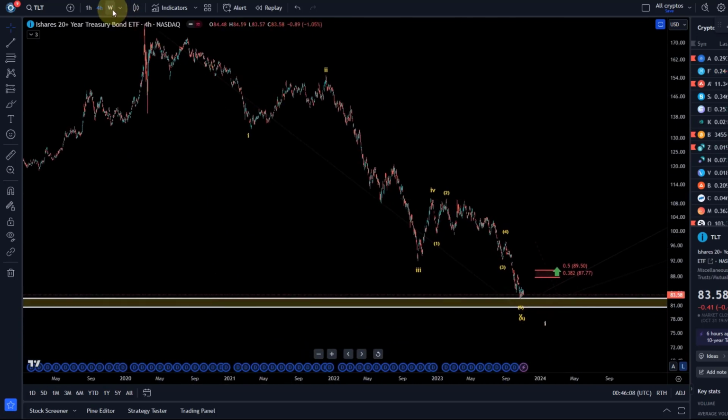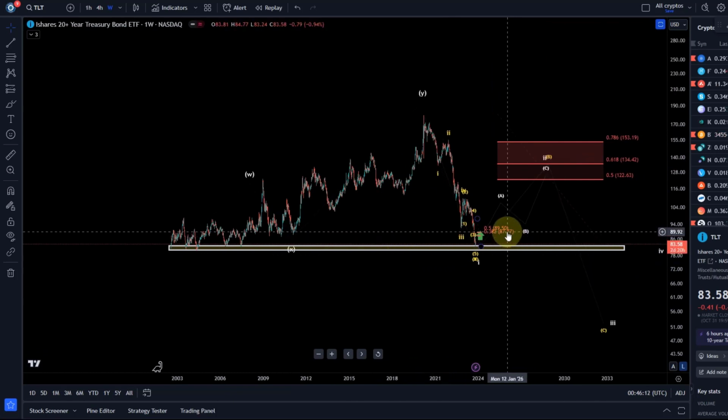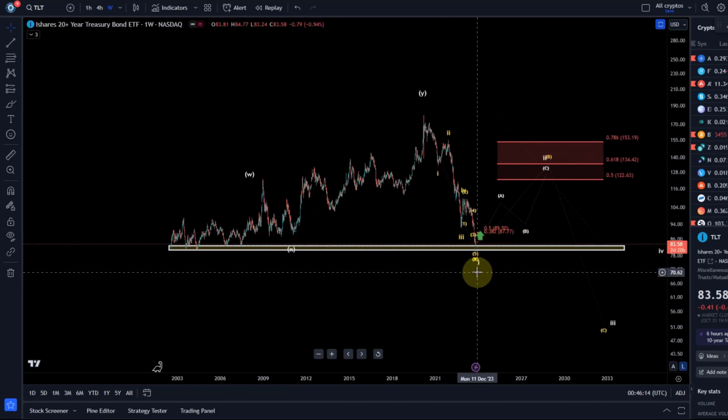Not much happened though, but maybe let's zoom out first on the weekly chart. It's about to make a new all-time low basically, very interesting, but it has hit a key support area there.